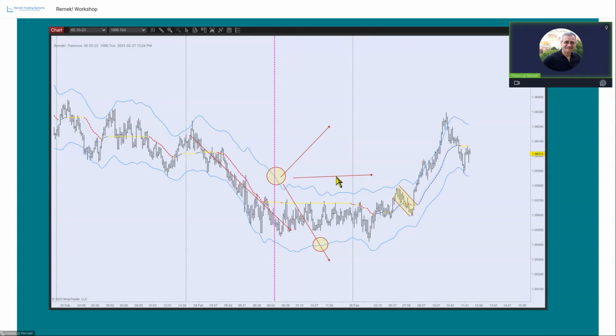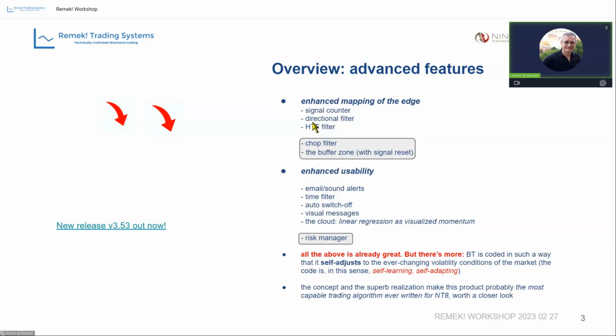Why? Because of the chop filter. We just talked about it a minute ago. However, if it touches the lower Keltner again, then watch this. It will switch itself back on, and that's pretty smart, because that means price action guides us, and that means that when we're at the lower Keltner, we are interested in short trades. These 5 features of the software were included to make the mapping, or the realization, of the edge inside the software more accurate.